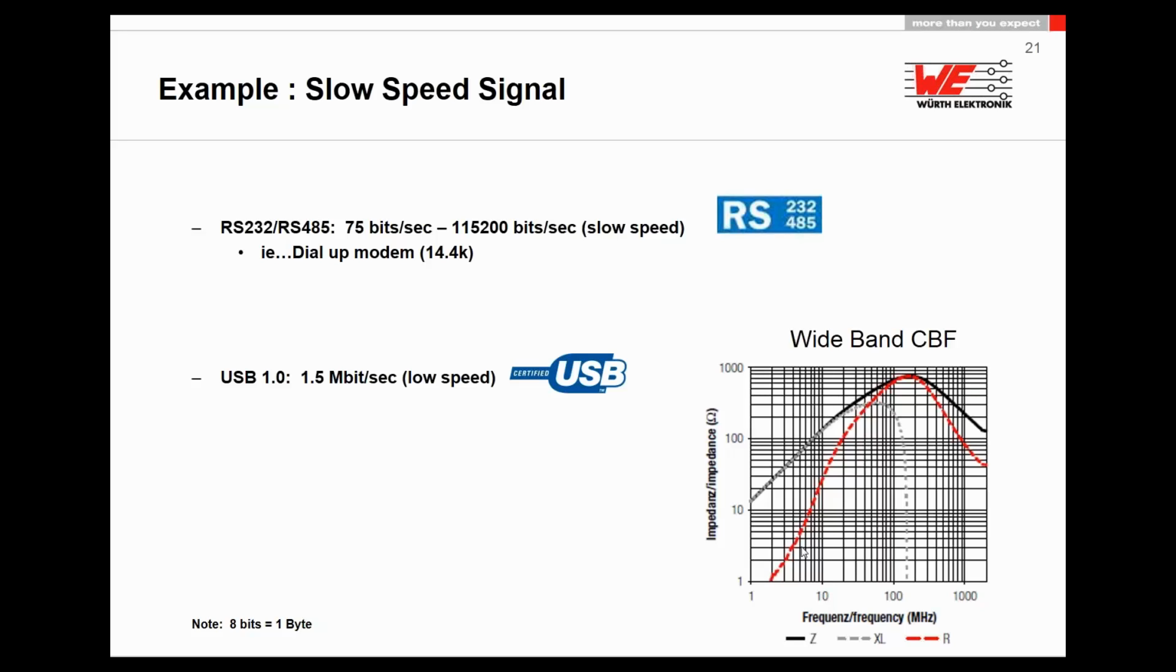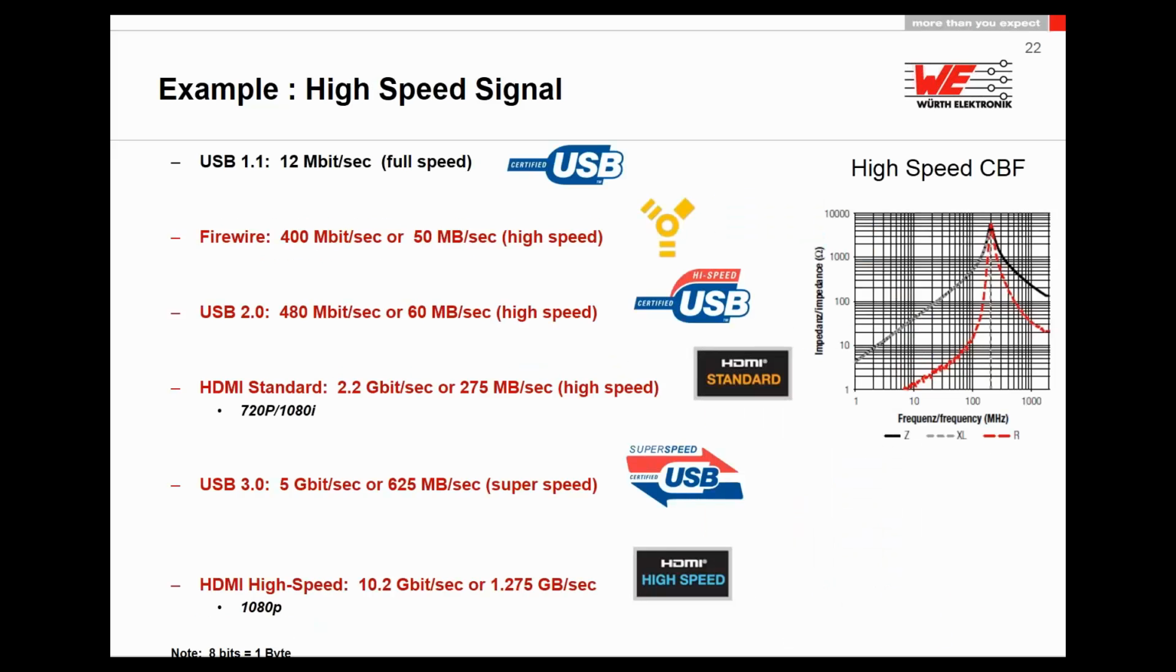For example, for slow speed signals like RS232 or 485, you can use the wideband version. It's no problem to use them. As soon as you have some very high speed signal like USB 2.0, 3.0 or HDMI, you definitely have to take care about the ferrite beads, because they already start acting at 1-2 megahertz, and then you have to choose ferrite beads which act only above several 10-20 megahertz to not attenuate the signal itself too much.